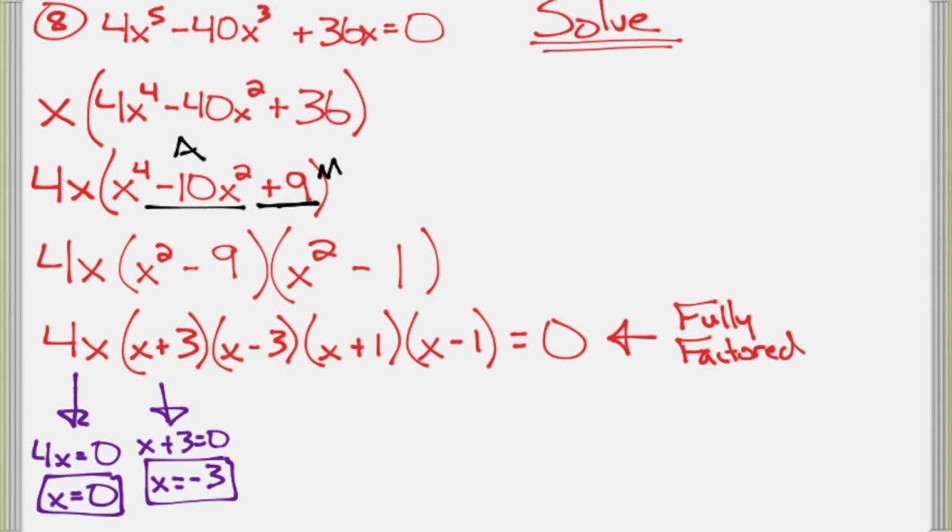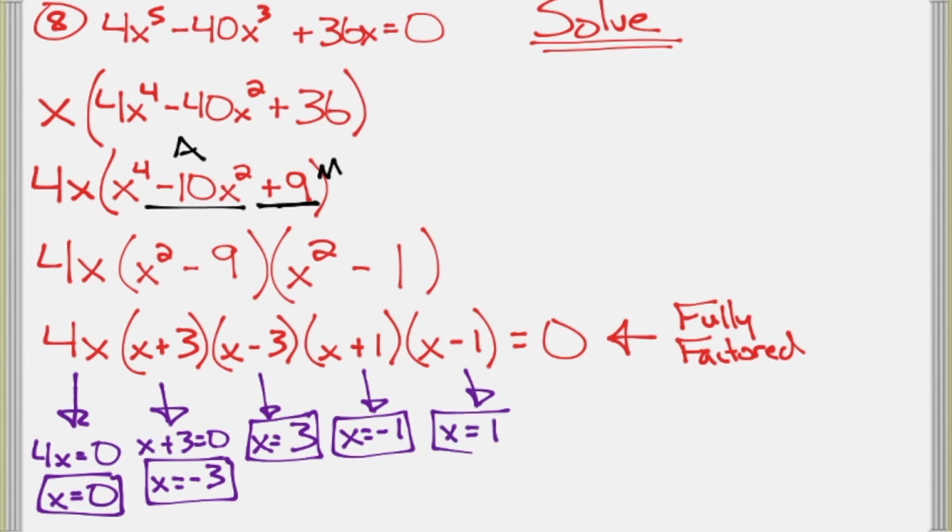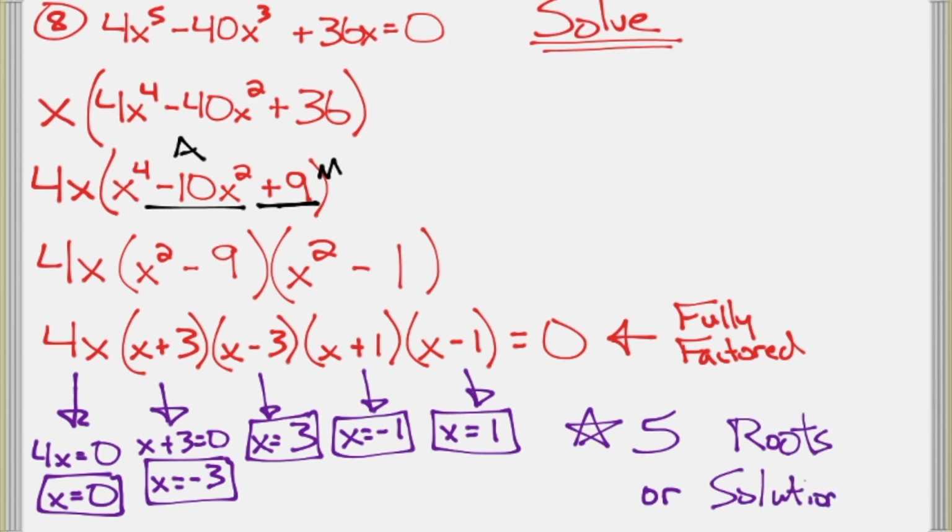And then we just repeat that process for each individual part of our fully factored polynomial. So if I was to say x minus 3 equals 0, we'd add 3 to both sides, we get positive 3. Then x plus 1 equals 0, subtract 1 from both sides, x equals negative 1. And same thing here, x is going to equal positive 1. So we actually have 5 roots. That's another term you'll see, or simply just 5 solutions.